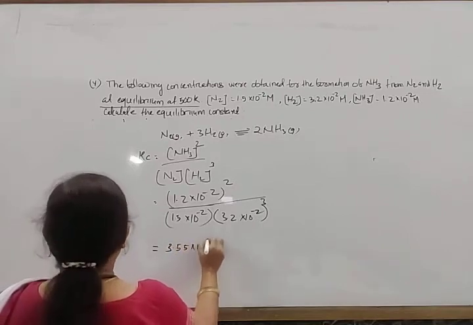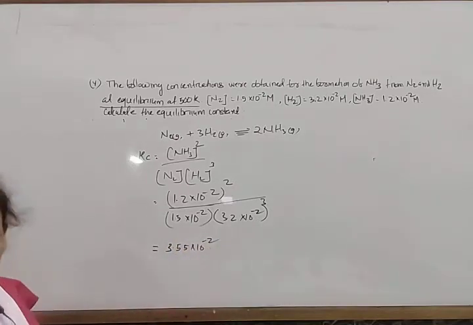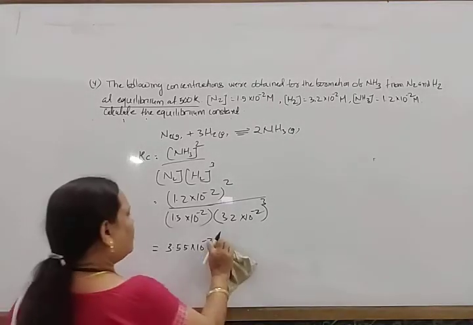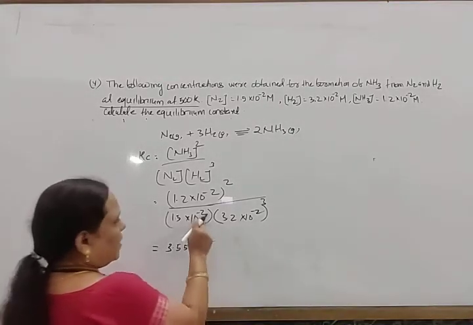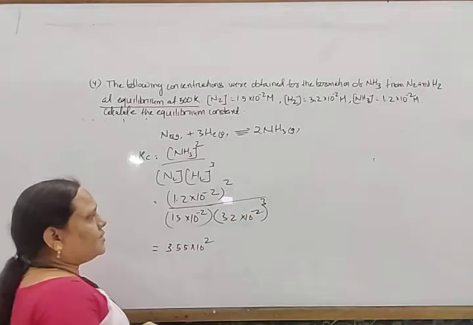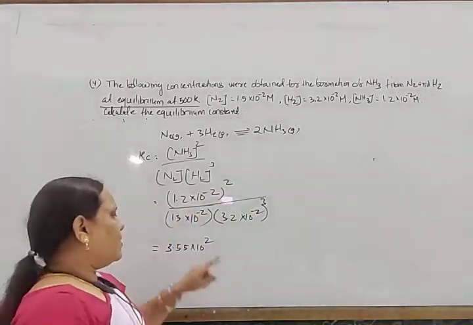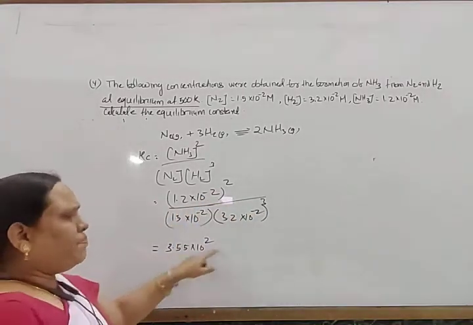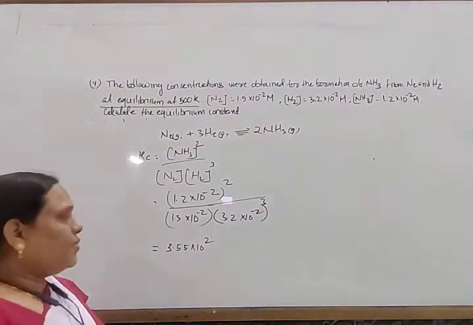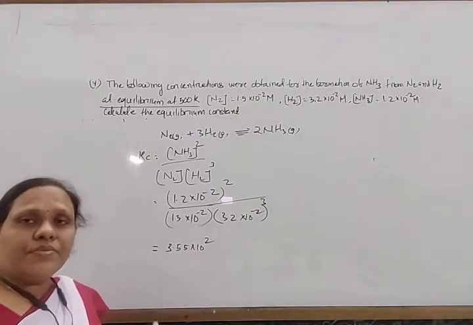Multiply all these values, calculate, and you will find the answer is 3.55 into 10 to the power 2. So in this way you can solve this type of problem.